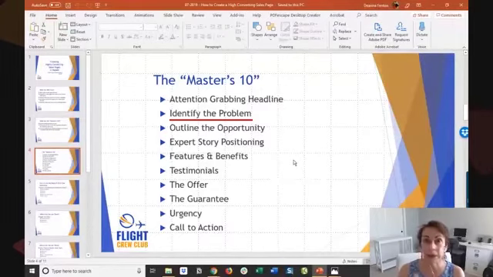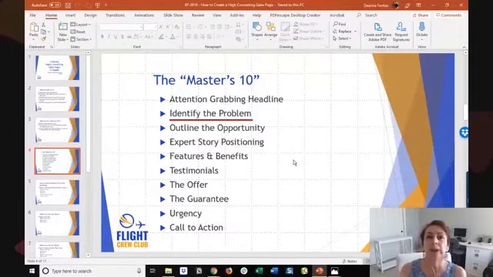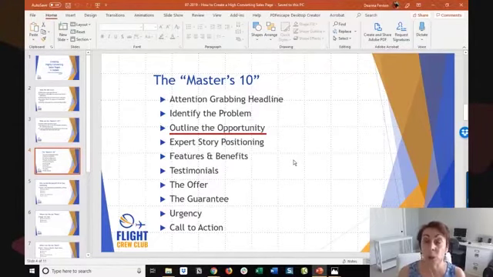It might be they're not eating for their body type to get those kinds of successes. So someone might have a program, a course, or a membership that helps them with the underlying problem. I hope that makes sense. So the third element is outlining the opportunity. What would their lives look like if they could solve this problem?